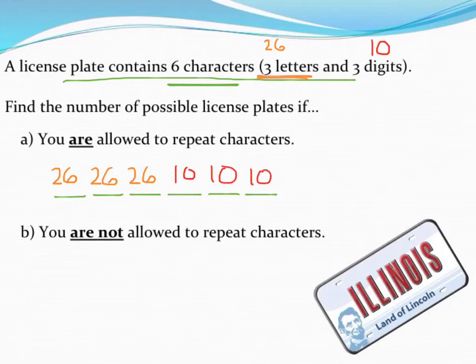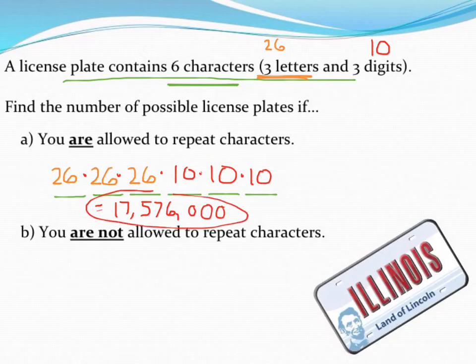To figure out the total number of possibilities I have, all I need to do is grab a calculator and multiply all of this together. So you guys can pause the video and go ahead and do that. I've already done my work ahead of time, and I can see that there are 17 million possibilities, actually more than that, 17,576,000.